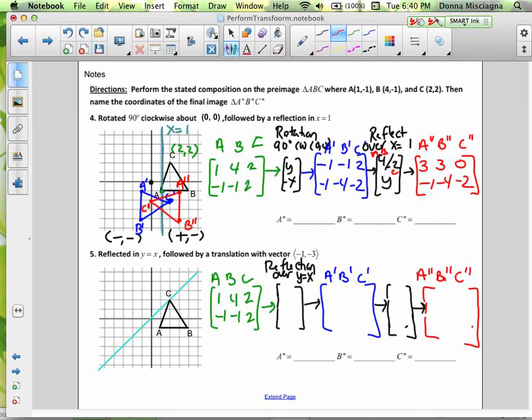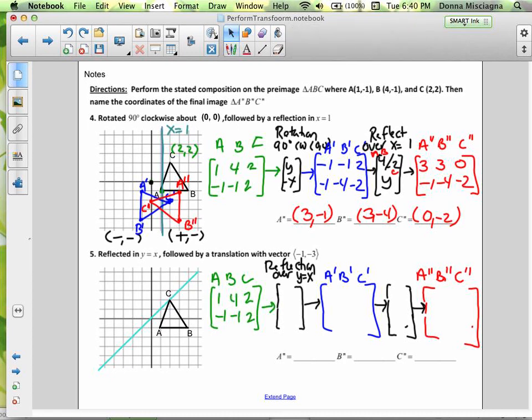There we go. So even on a tricky one, a matrix does help out. And it helps out even more when we have to reflect over something that's not rule-based. So here was 3, -1. B double prime is 3, -4. And C double prime is 0, -2. Let's do the next one.